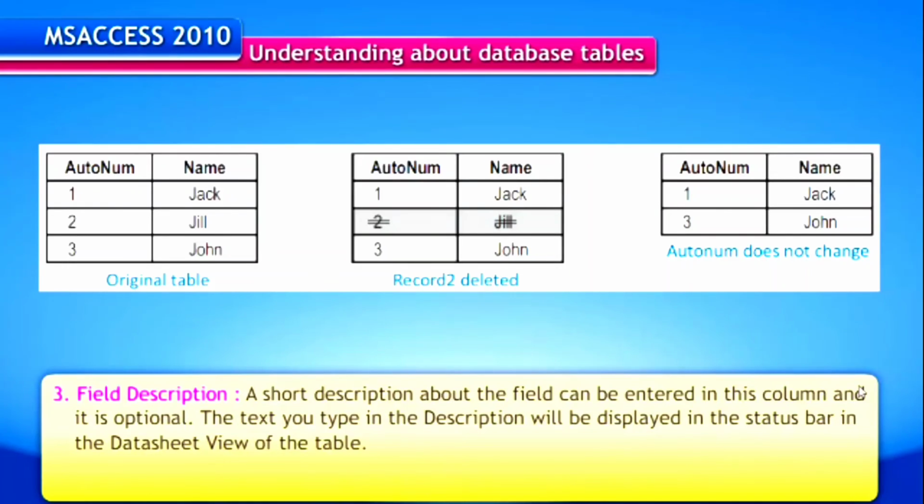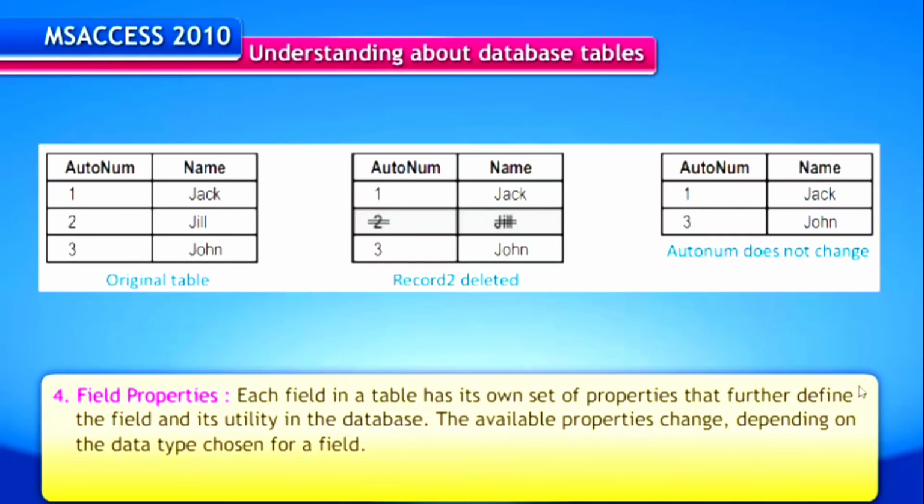3. Field description. A short description about the field can be entered in this column and it is optional. The text you type in the description will be displayed in the status bar in the datasheet view of the table. 4. Field properties. Each field in the table has its own set of properties that further define the field and its utility in the database. The available properties change depending on the data type chosen for a field.